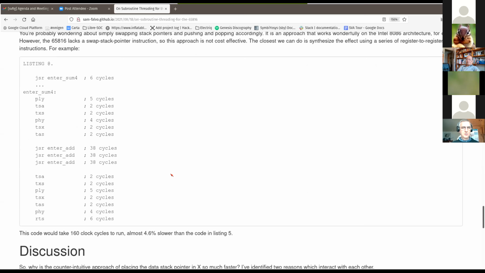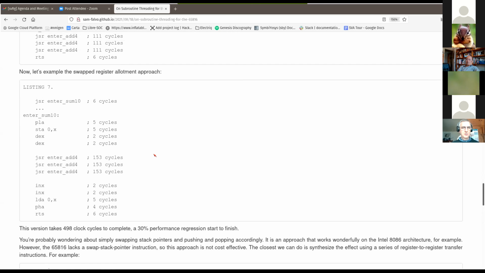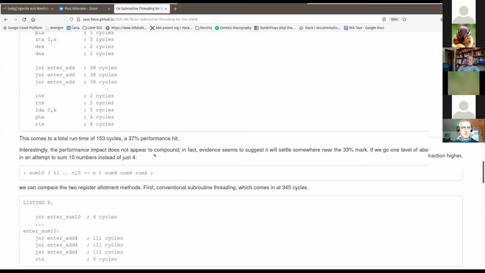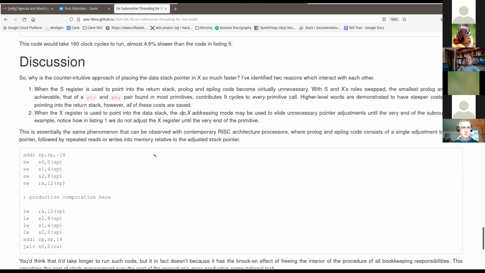So if you're going to write a subroutine threaded code interpreter for the 65816, follow the common wisdom and build it so that the hardware stack pointer is in fact a return stack pointer, and manage the data stack manually in software. It turns out that is a significantly faster approach, perhaps counterintuitively as it was for me, but it does actually work out correctly.